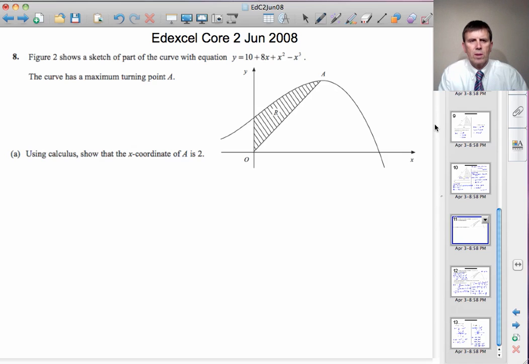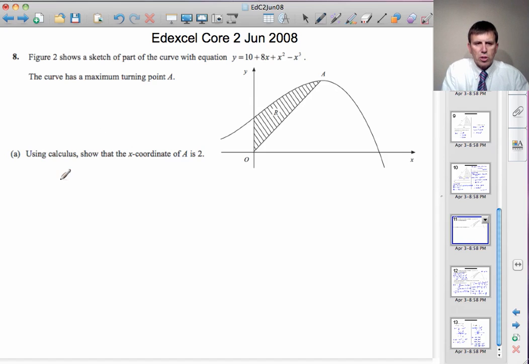Question 8. Figure 2 shows a sketch of part of the curve with equation y equals 10 plus 8x plus x squared minus x cubed. The curve has a maximum turning point A. Using calculus, show that the x-coordinate of A is 2.